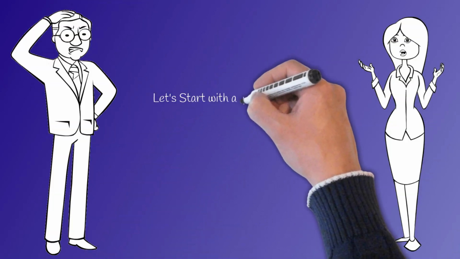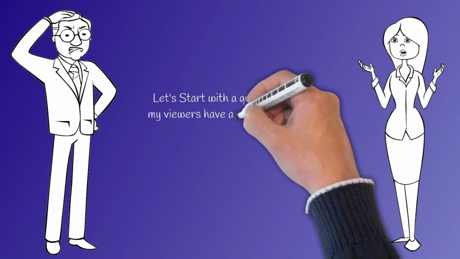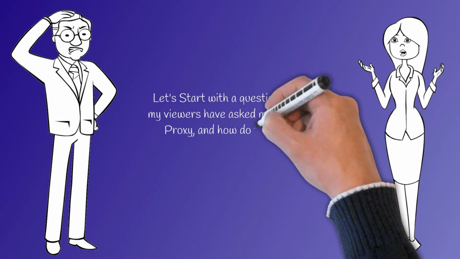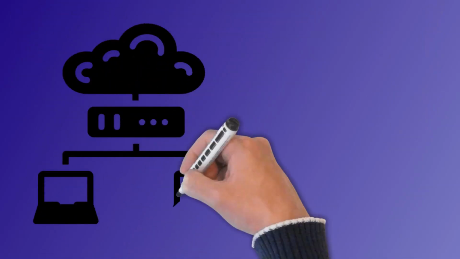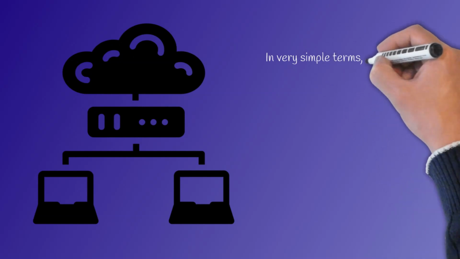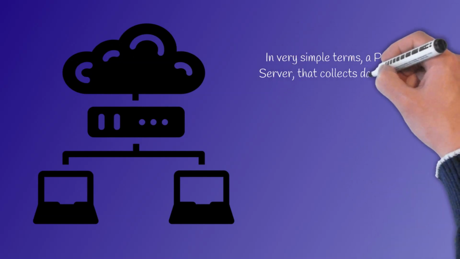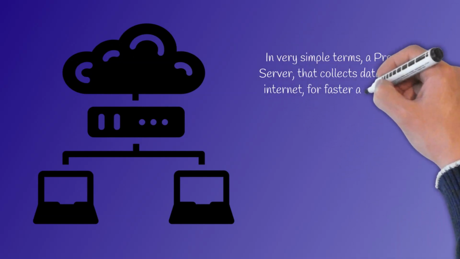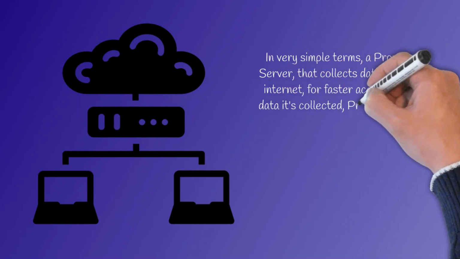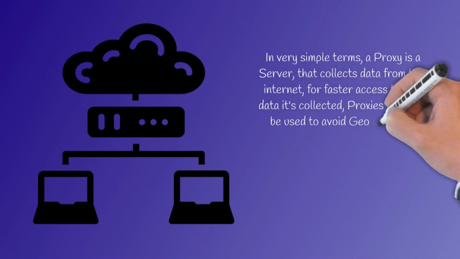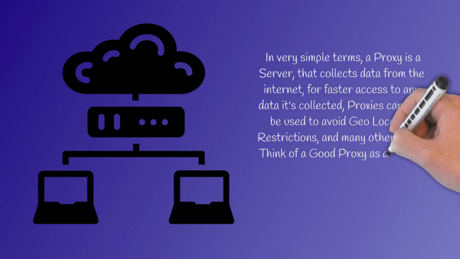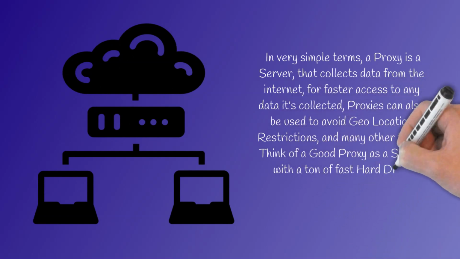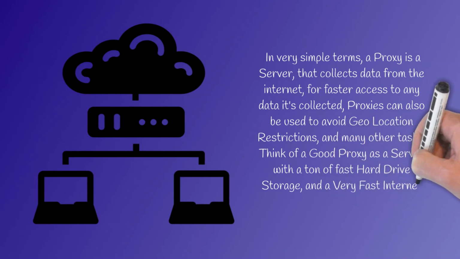Let's start with a question many of my viewers have asked me. What is a proxy and how do they work? In very simple terms, a proxy is a server that collects data from the internet for faster access to any data it's collected. Proxies can also be used to avoid geolocation restrictions and many other tasks. Think of a good proxy as a server with a ton of fast hard drive storage and a very fast internet connection.